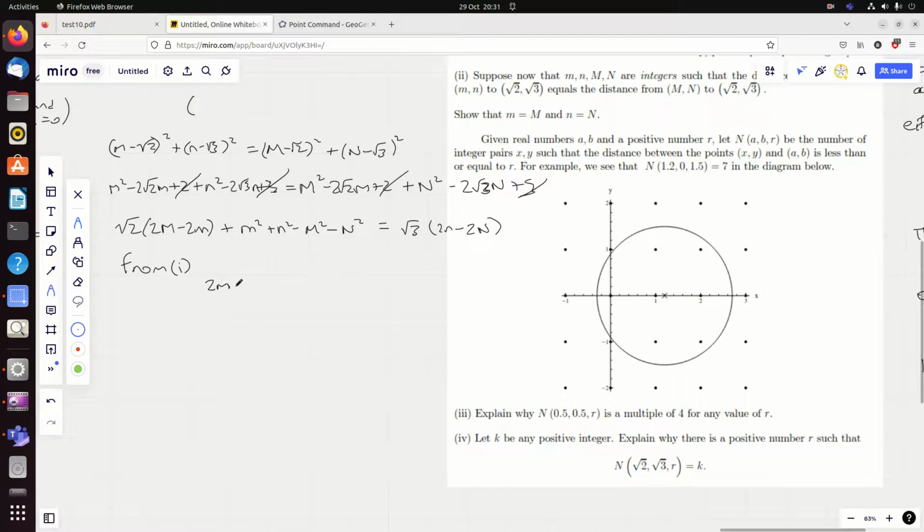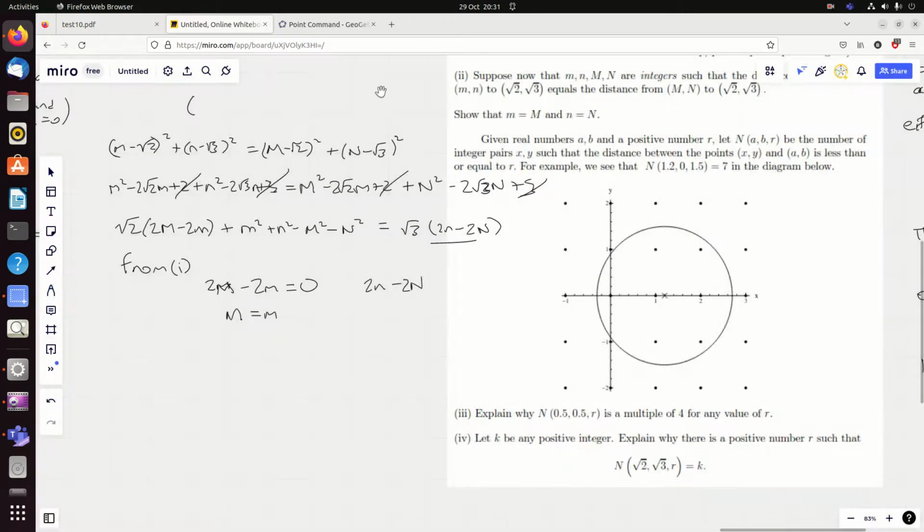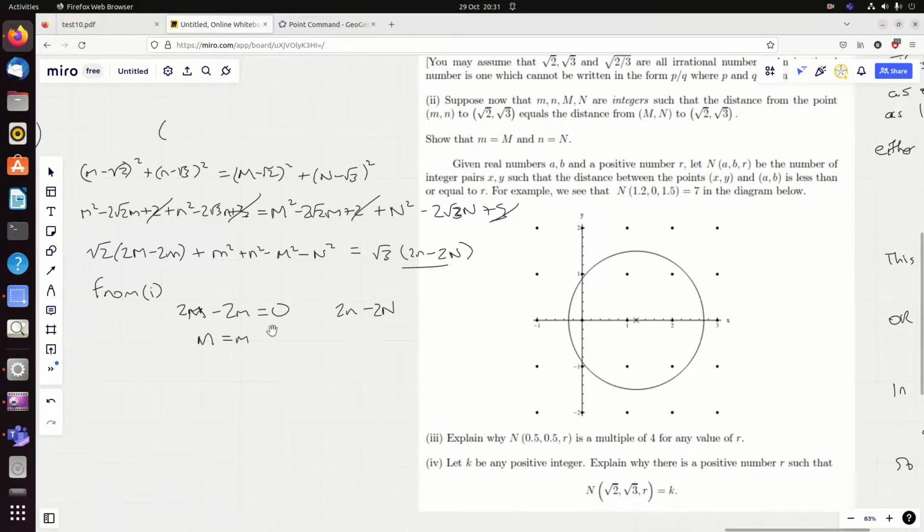Yeah, 2 capital M. I hate the way they got you to use capital M and little m in the same question here. That's really not a good idea. Okay, so we get that, and then from this one, from the fact that C was 0 in the original result, C is 0 as well there, so I'm just using that, and I get straight away n equals m.